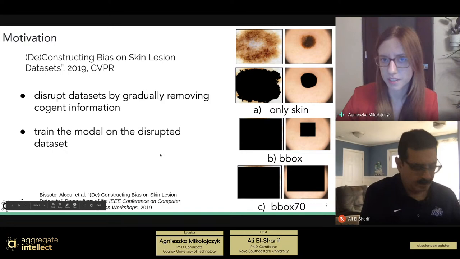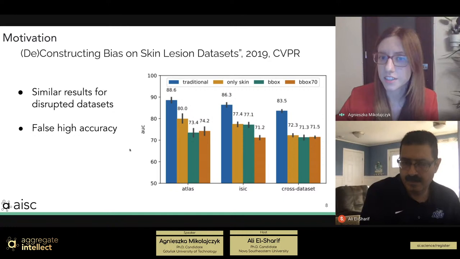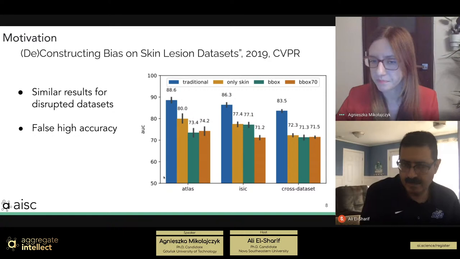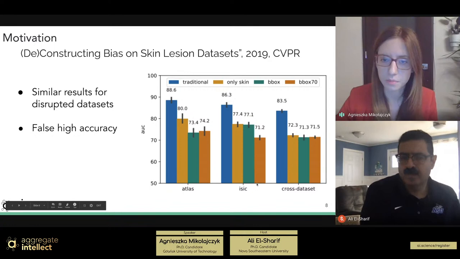And what they achieved was pretty high results, even though there was no information about the lesions themselves. So they could train the model to classify lesions into malignant and benign without any lesions in the image. Here you can see the results of their experiment. They trained it on two different datasets, actually: on the ISIC dataset, which I mentioned before, and also on the Atlas dataset, the other one.